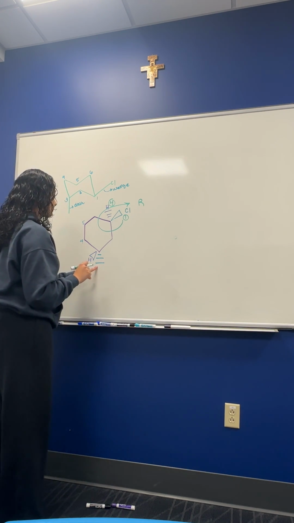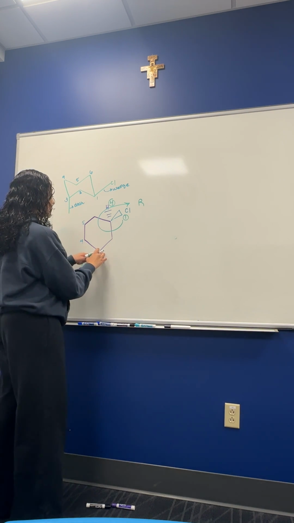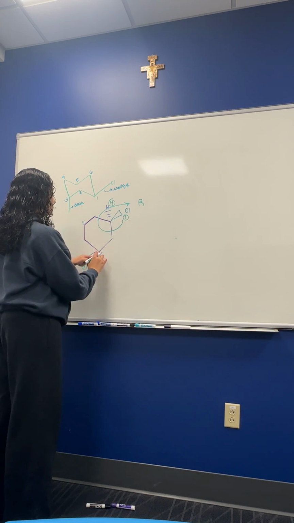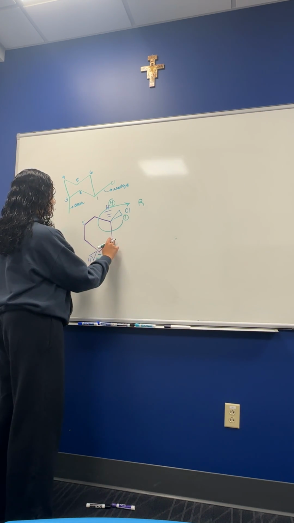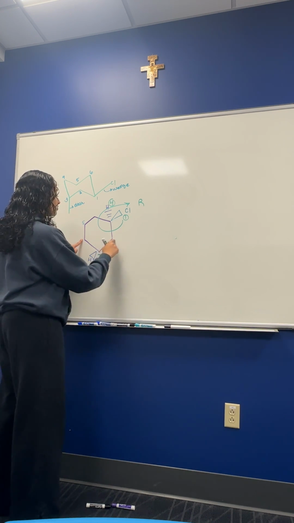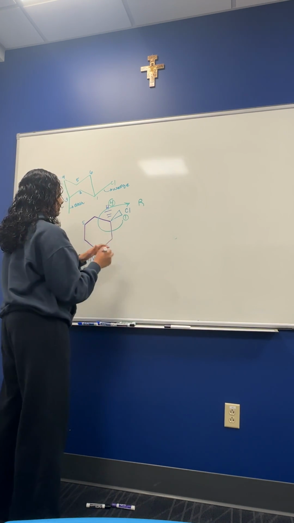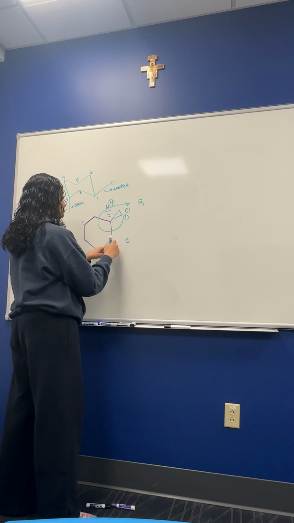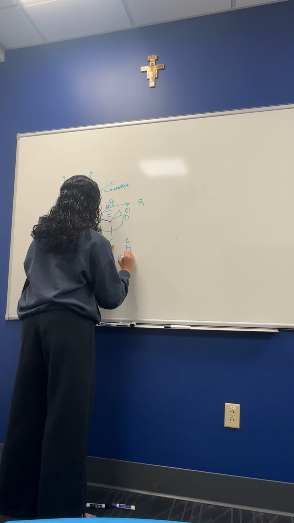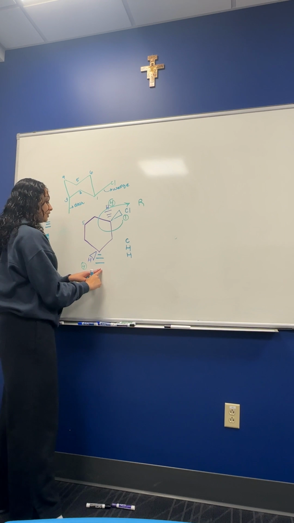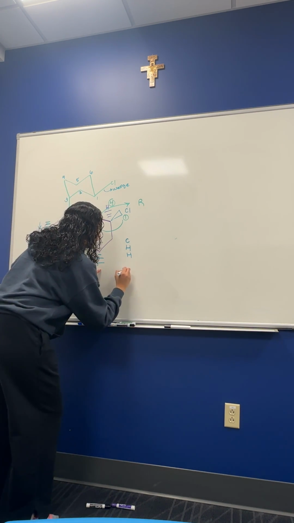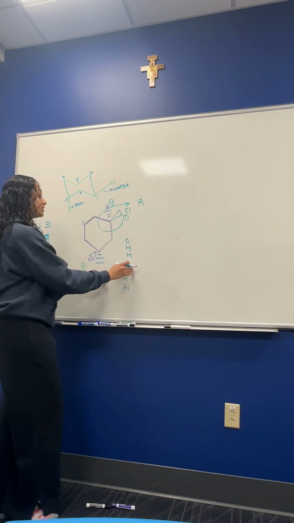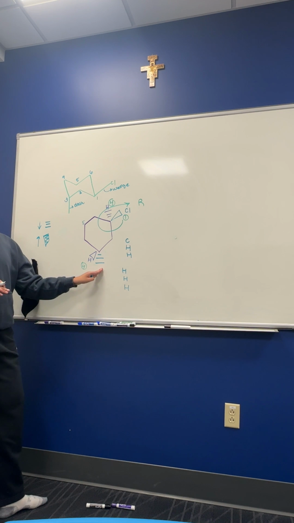Now I have to look at the connectivity to assign priority to this carbon over here, this carbon over here, and this carbon over here. Looking at this one, it is connected to a carbon, a hydrogen and a hydrogen. When I look at this carbon over here, it's connected to a hydrogen, hydrogen, and a hydrogen. So between these two, this one's automatically going to have the lowest priority.